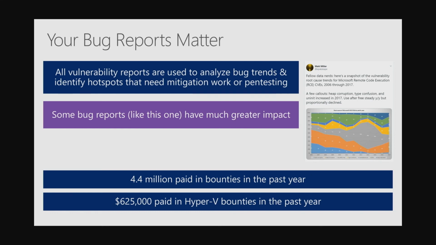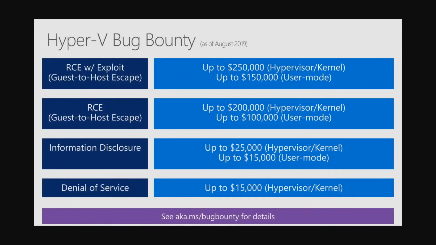So my point here is that your bug reports all matter, and not all of them result in us going and building a full chain exploit for one of our products. But at the very minimum, we use all of this data to analyze bug trends and figure out where we're currently lagging and where we need to invest more. And some of the vulnerability reports and exploit reports that we see are used to drive really big investments in our products. Now, as I noted, we paid $625,000 since last Black Hat in Hyper-V bounties and $4.4 million in bounties total. So please participate in the Hyper-V bounty.